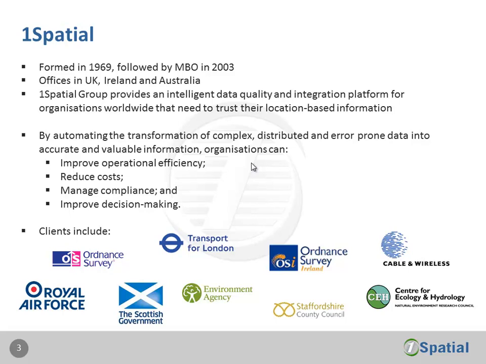So, to start then, just a little bit about One Spatial. We've been around since 1969, and we've got offices in the UK, our head office in Cambridge. We've got offices in Ireland and also in Australia. And really our focus is around data and data quality.